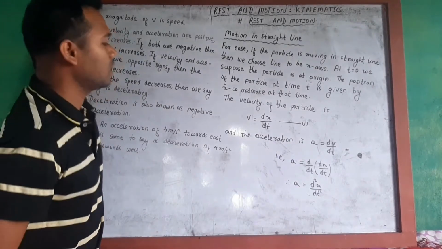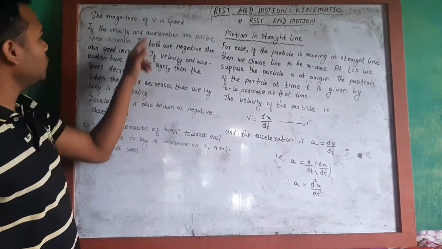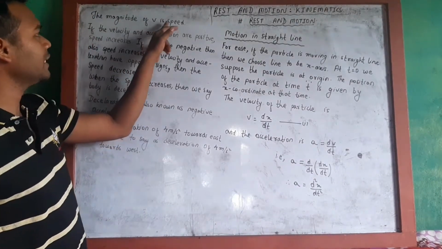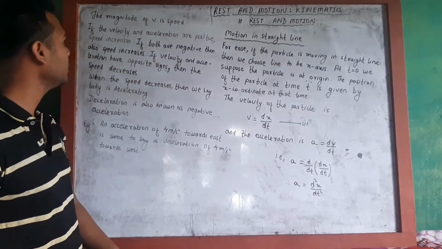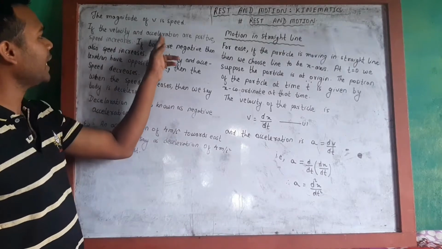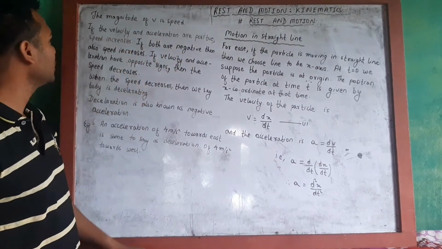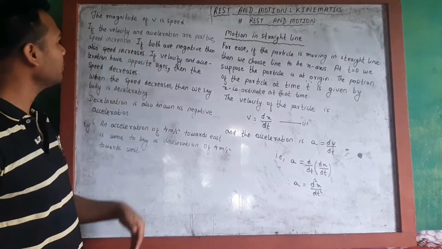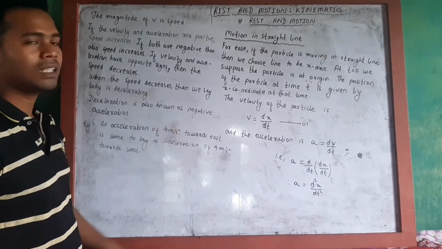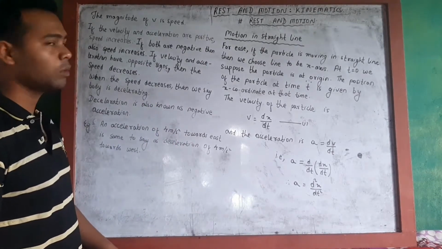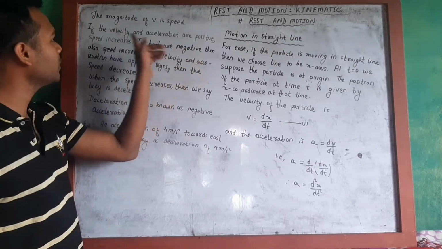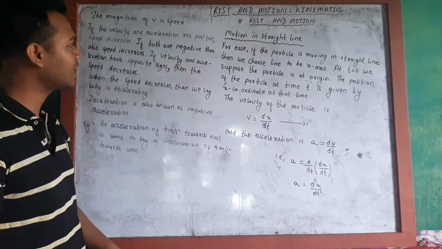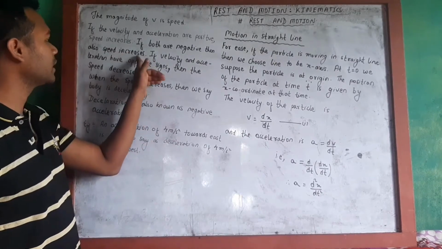Here the magnitude of the velocity v is the speed. We have already studied that the magnitude of the velocity v is speed. If the velocity and acceleration are positive, speed increases. That means if both velocity and acceleration are positive, then the speed of the body increases. If both are negative, that means if velocity and acceleration both are negative, then also speed increases.